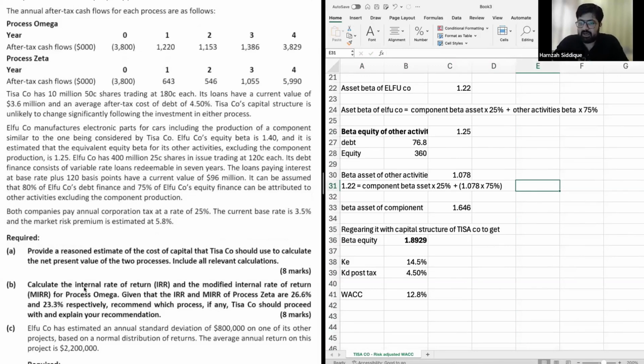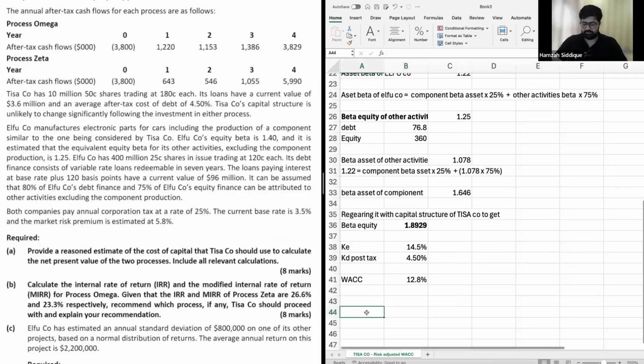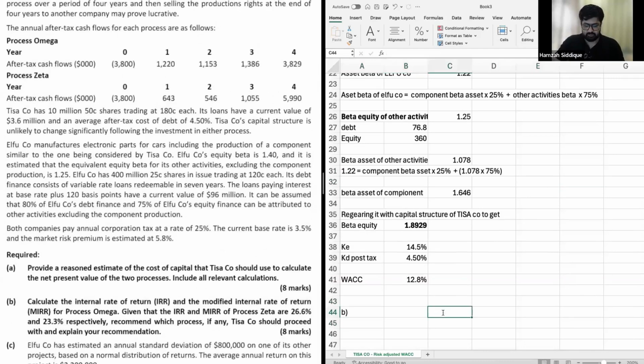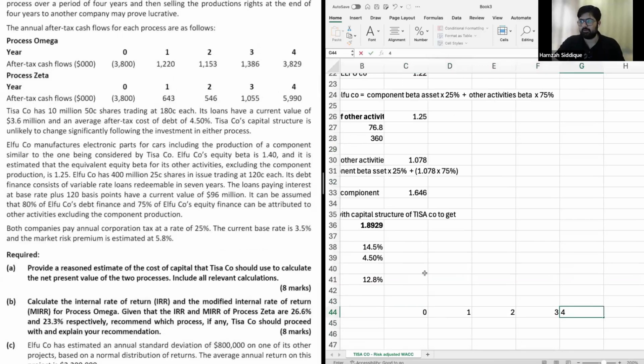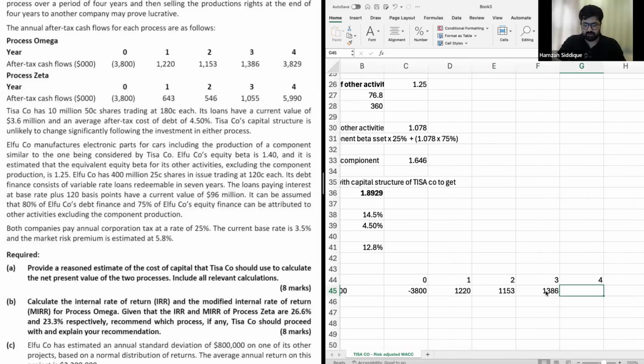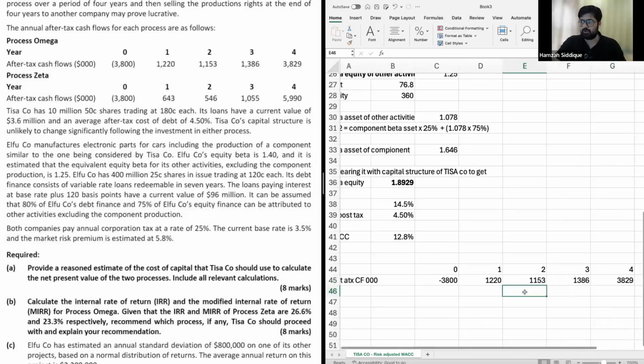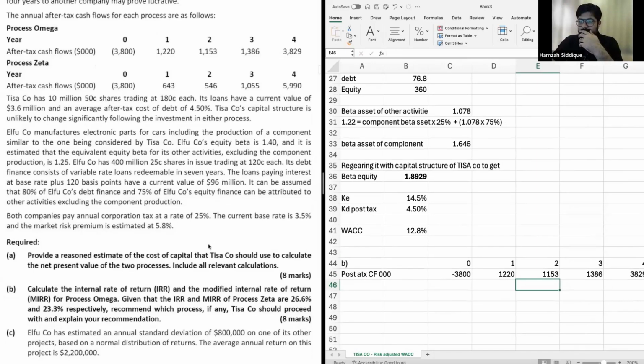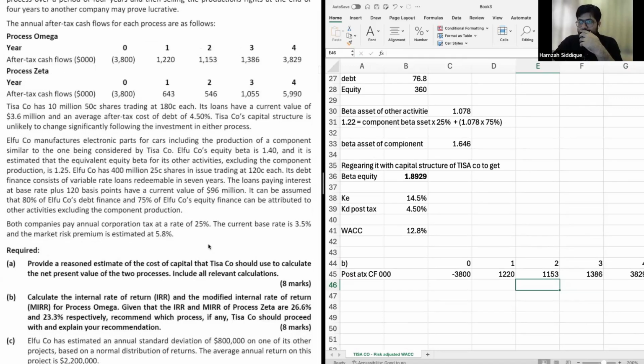Calculate the IRR and MIRR of process omega, B part. Process omega. So we have to write its cash flows. Here 0, 1, 2, 3, and 4. Post-tax cash flows, 3-digit round off. Negative 3,800, 1,220, 1,153, 1,386 and 3,829. Cost of capital, what is that? Okay, we have calculated above WACC.